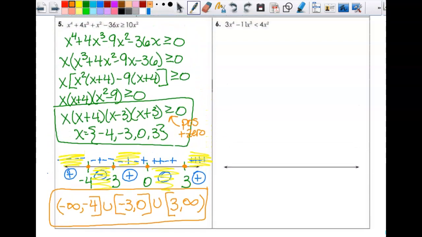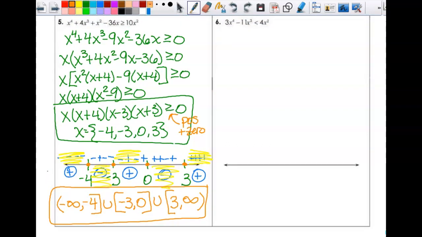So let's look at number 6. I got to set it equal to 0. So that will give me 3x to the 4th minus 11x cubed minus 4x squared is less than 0. So I need to factor this. What do I do first? GCF. So I factor out my x squared. That leaves me with 3x squared minus 11x minus 4 is less than 0.